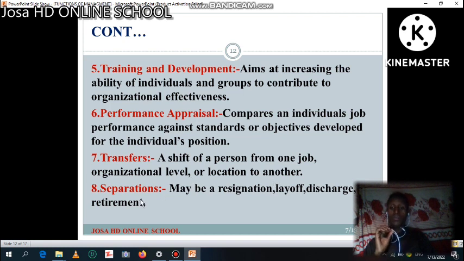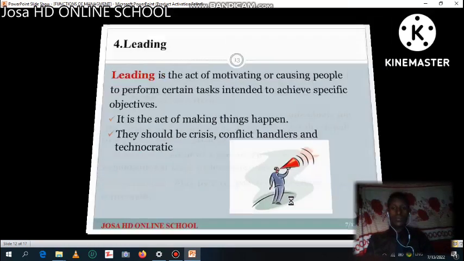The eighth step is separation. This separation may mean a resignation, layoff, discharge, or also retirement.